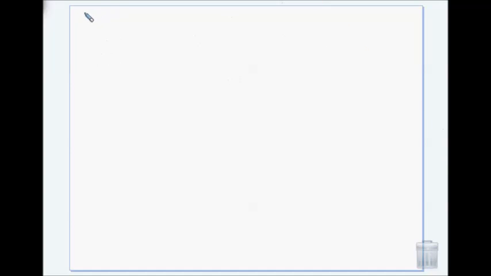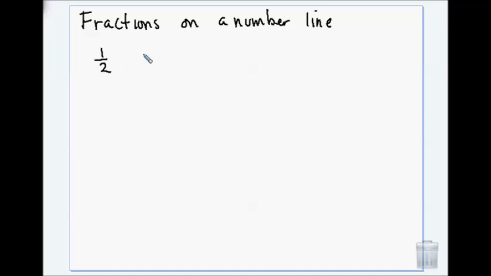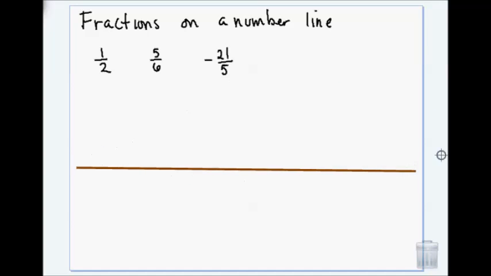Plotting fractions on a number line. All right, we're going to plot the following fractions: 1/2, 5/6, and -21/5. So first I need a number line. And I need a 0.